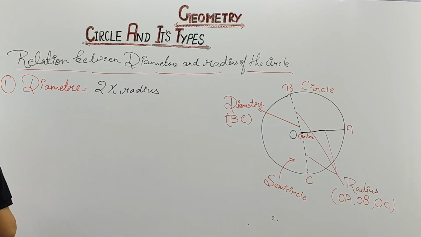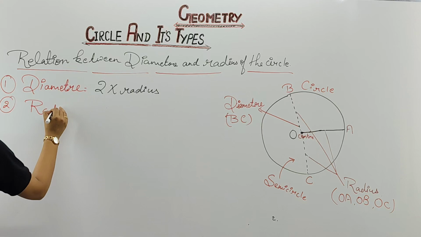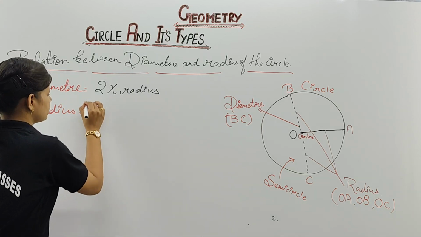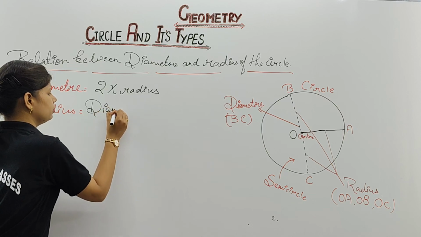Now when you have to find the radius, then what you will do? Radius equal to, your formula is diameter.